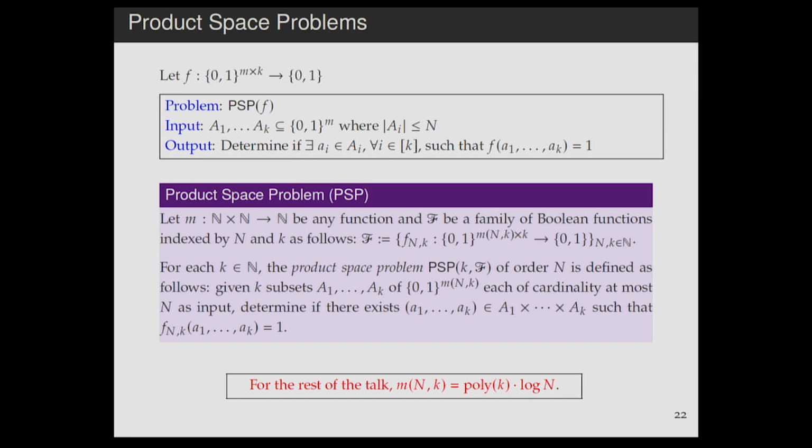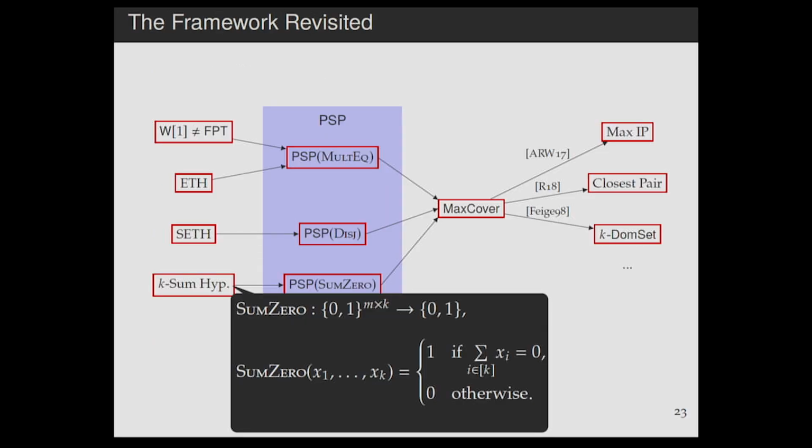And for the rest of this talk, I will think of the input elements as being of length at most log n. So, as you can see, the k-sum hypothesis is exactly just the product space problem where the predicate that you check is the sum 0 predicate that we just talked about. Because we have k sets and we just want to select one element from each set that satisfies this sum 0 predicate.